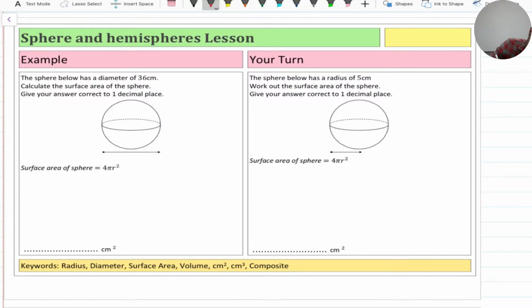Have a go at this one here. The sphere has a diameter of 36. Calculate the surface area this time of the sphere. So straight away, let's write down what this diameter is, 36. So my diameter is equal to 36 centimetres, which means my radius is going to be half of that, which is 18 centimetres. We write down the formula for the surface area, which is surface area is equal to 4 pi r squared.